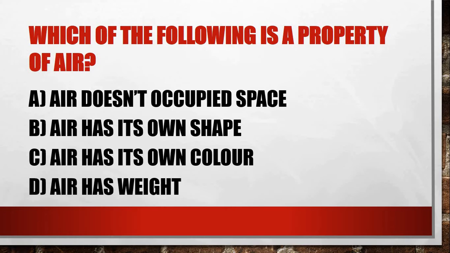What are the properties of air? Air is colorless and odorless. We cannot see or smell it, but we can feel the air. And the air occupies space. It does not have any shape. Air has weight. So from these options, which of the following is a property of air? Yes, air has weight. The right answer is air has weight.